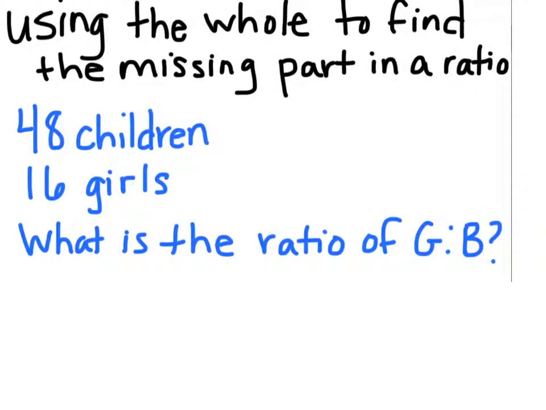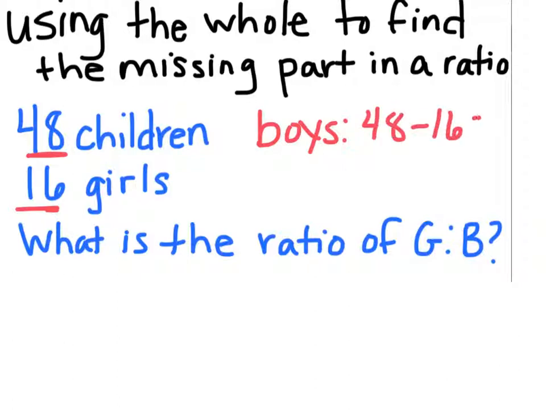Now we're going to use the whole to find the missing part in a ratio. There are 48 children in a soccer program, and 16 of them are girls. Find the ratio of the number of girls to the number of boys in the program. Okay, so we know the total number of children, 48, and we know that there are 16 girls. So with those two pieces of information, we can solve for the number of boys. So the number of boys will equal 48 minus 16, which equals 32.